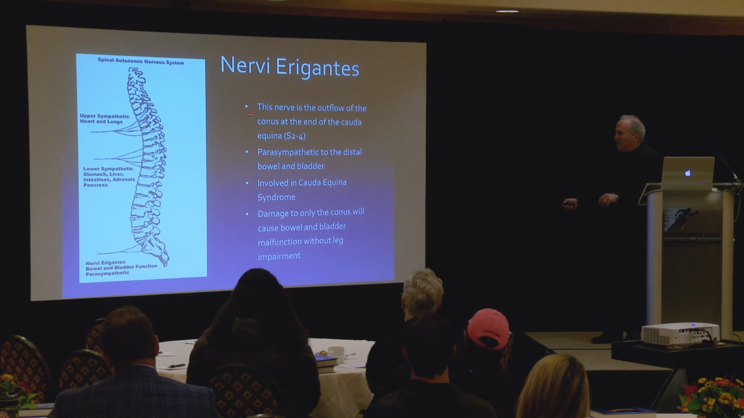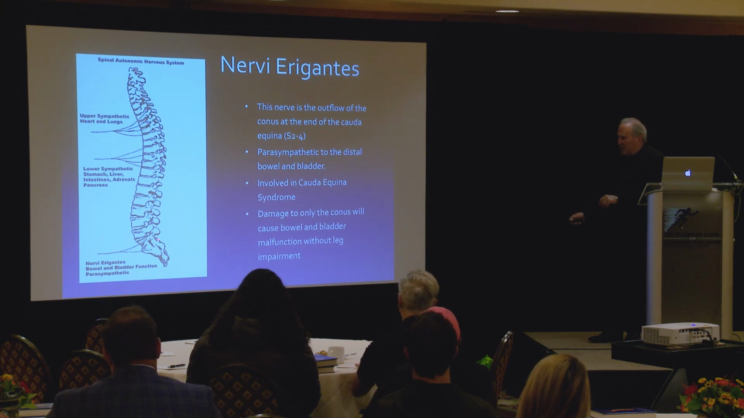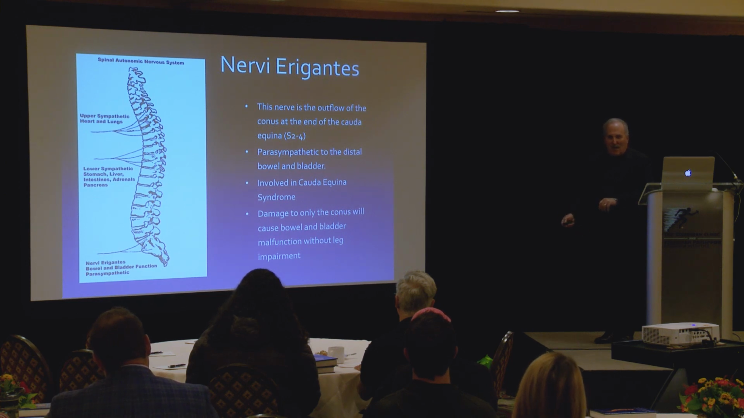So nervi erigentes is the outflow of the conus at the end of the cauda equina. If you follow the conus at L1 it ends, and the very tip is the nervi erigentes from S2 to 4. It's involved in cauda equina syndrome, which we'll talk about, and damage to only the conus will cause bowel and bladder malfunction without leg impairment. We just had a patient the other day who had an L1 burst, was fixed, and the only problem is he has to digitally stimulate and occasionally cath because he injured the parasympathetic outflow of the cord.